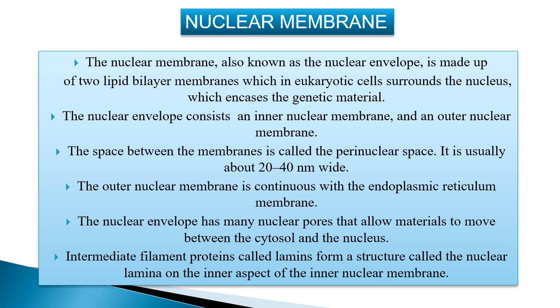Electron microscopic studies of the nuclear envelope have shown that it is composed of two unit membranes, an outer membrane and an inner membrane. Each membrane is about 75 to 90 angstrom thick and little protein in nature. The nuclear membrane, also known as the nuclear envelope, is made up of two lipid bilayer membranes, which in eukaryotic cells surround the nucleus, which encases the genetic material.